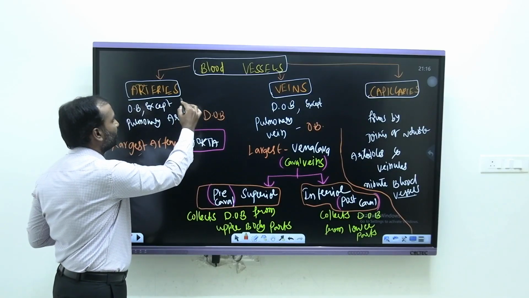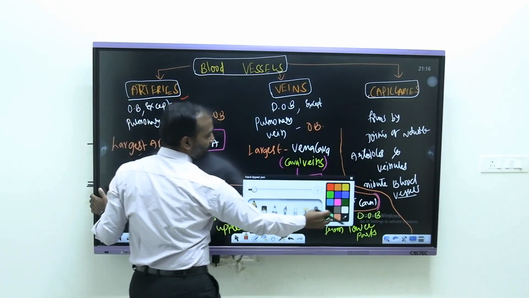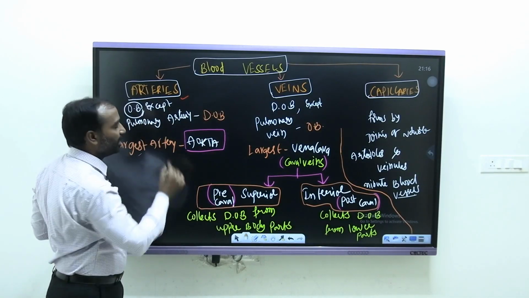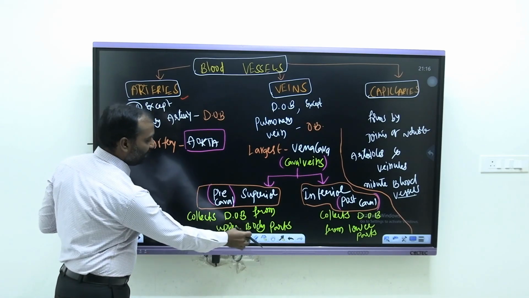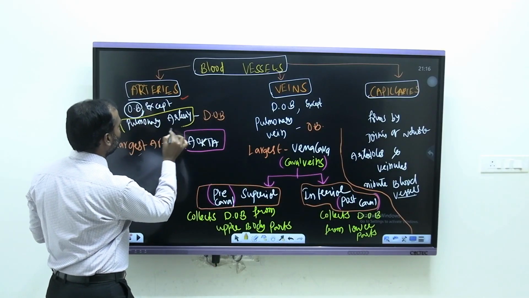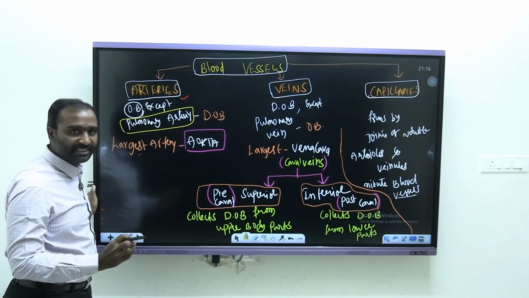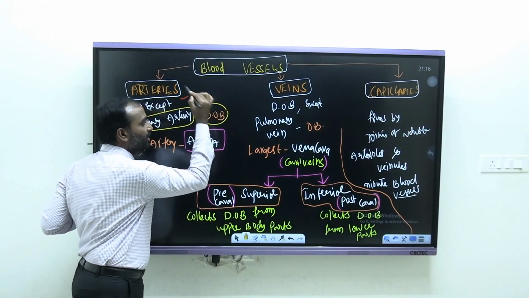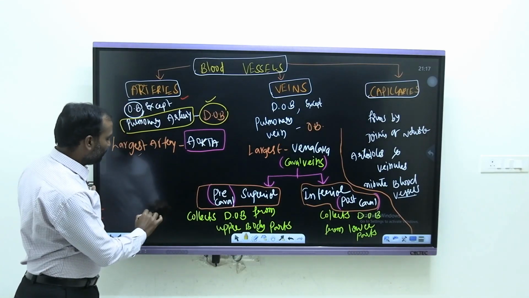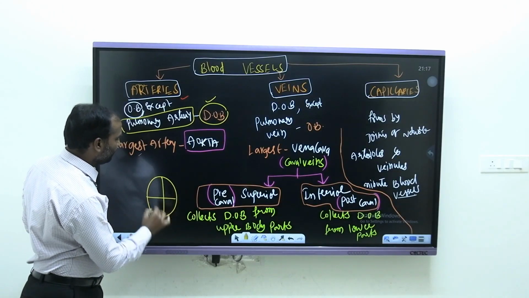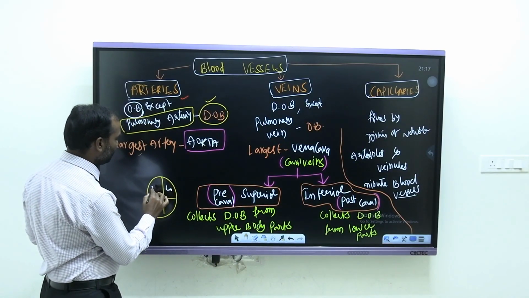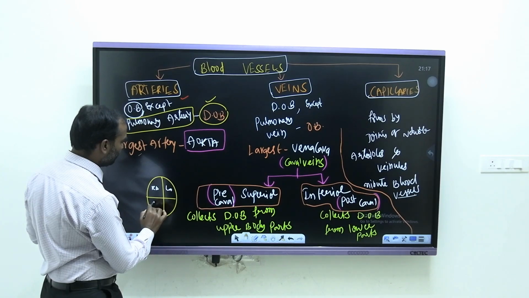Then first of all, arteries. Arteries help to supply oxygenated blood except the pulmonary artery. Simple, except the pulmonary artery. All the arteries carry oxygenated blood except the pulmonary artery, which is carrying deoxygenated blood. Why? Because just as I have shown you now, from the right ventricle, this pulmonary artery arises.